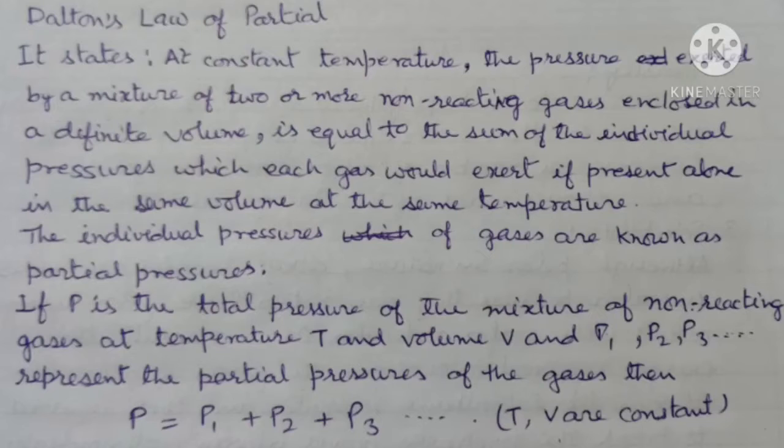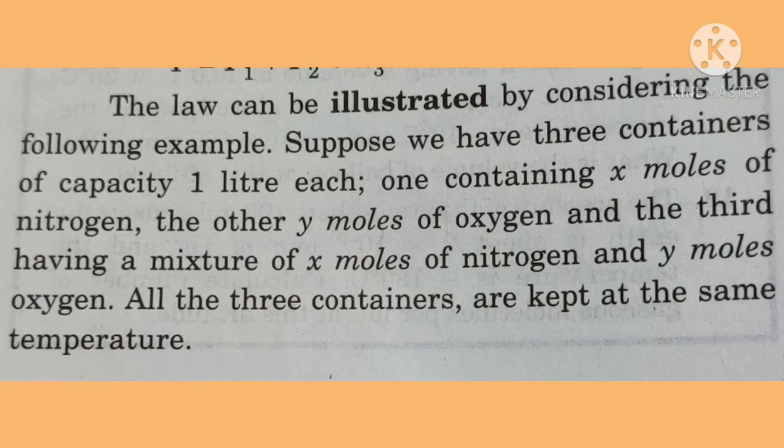So if P is the total pressure of the mixture of non-reacting gases at temperature T and volume V, and P1, P2, P3 represent the partial pressures of the gases, then we can write P is equal to P1 plus P2 plus P3 when temperature and volume are constant. The law can be illustrated by considering the following example.